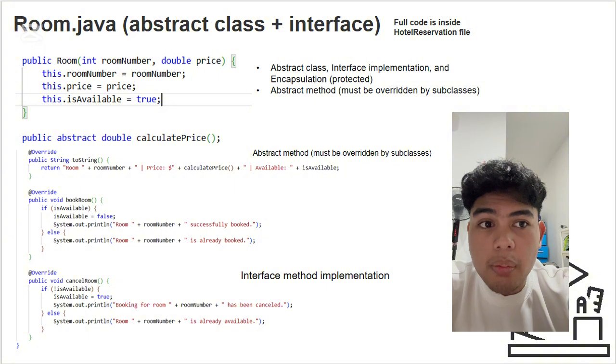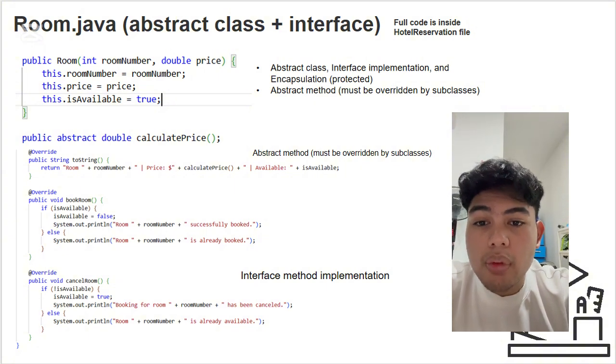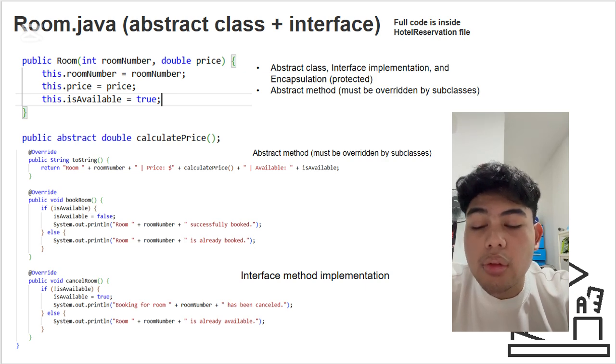I'm going to talk about the abstract class Room. The implements Bookable requires the class to define the booking and cancelling methods. Other than that, abstract double calculatePrice is for each subclass to define how to calculate its price, okay?